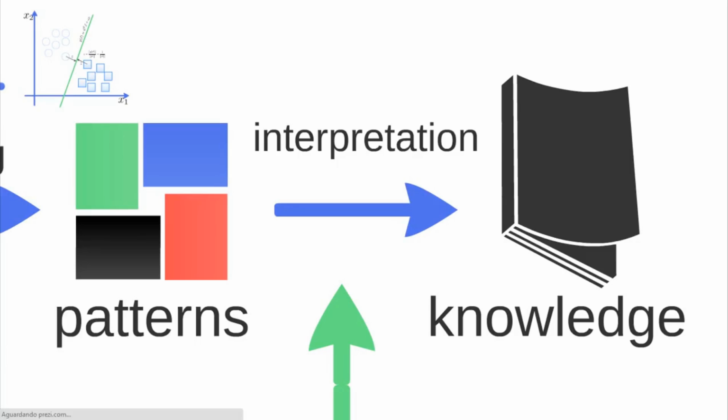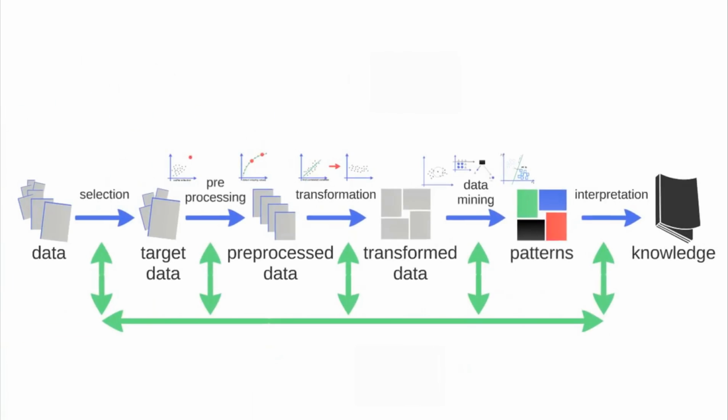It's important to say that we have all these green arrows, which means that we can return to any of the previous steps that we applied here in order to improve our notion of patterns and also our notion of knowledge. That's why we have such an interconnected procedure.